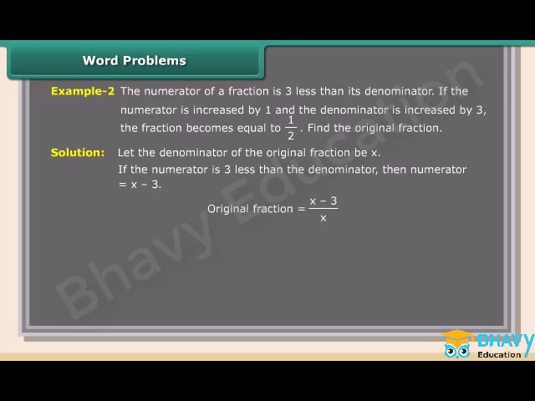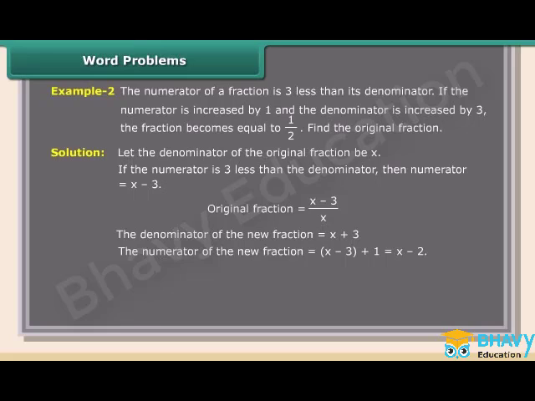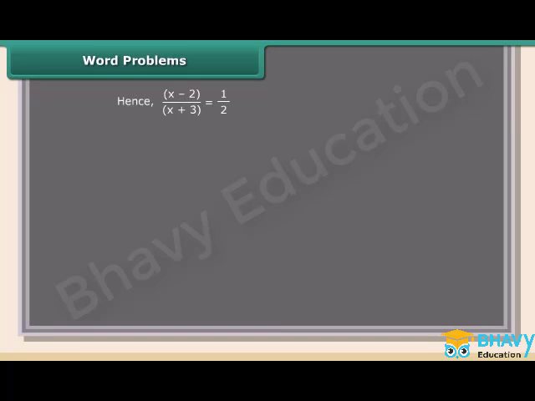If the numerator is 3 less than the denominator, then numerator is equal to x - 3. Original fraction is equal to (x - 3)/x. The denominator of the new fraction is equal to x + 3. The numerator of the new fraction is equal to x - 3 + 1, which equals x - 2. The new fraction is equal to (x - 2)/(x + 3). The new fraction becomes 1/2. Hence, (x - 2)/(x + 3) = 1/2.